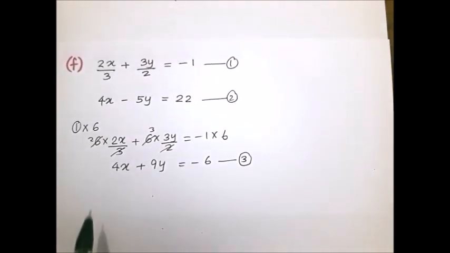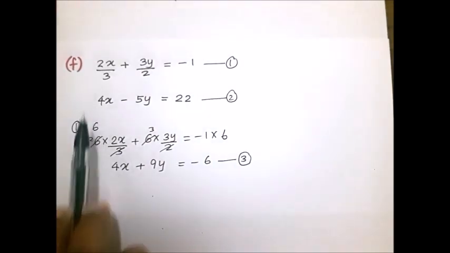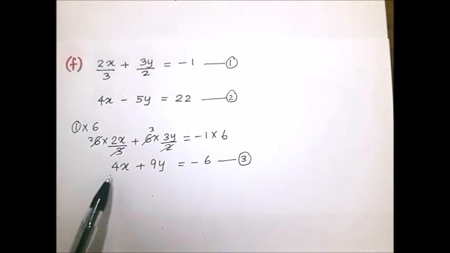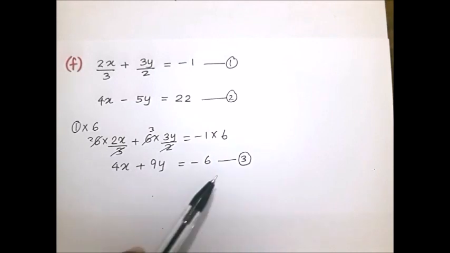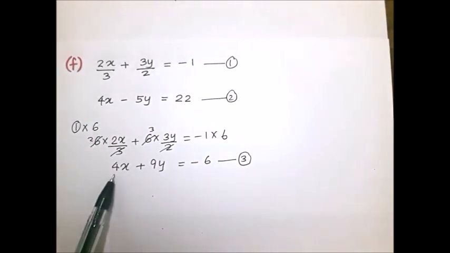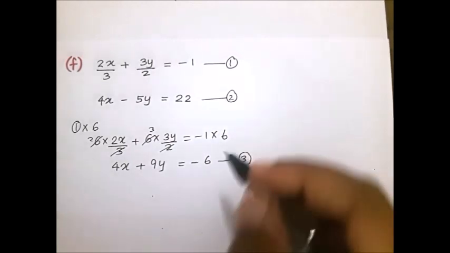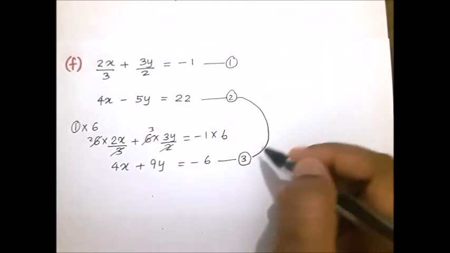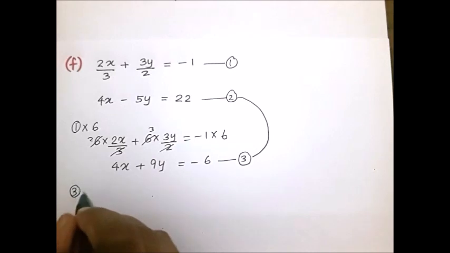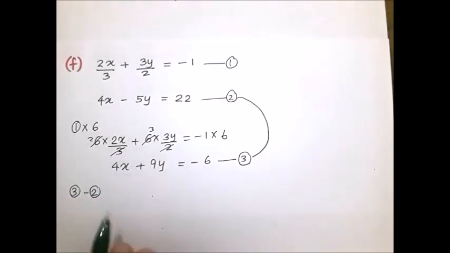Now observe the coefficients here, 4 and 4. Coefficients of these two equations are equal. So by subtracting these two equations you can remove x terms. Now subtract these two equations. I am going to subtract second one from third one.